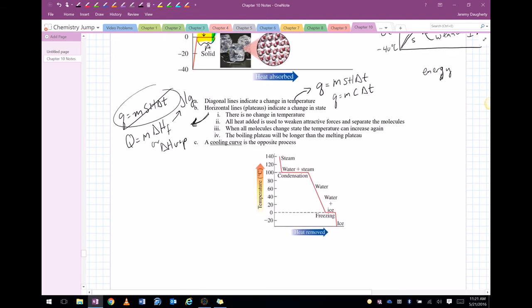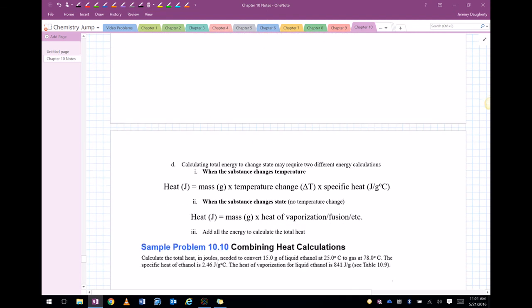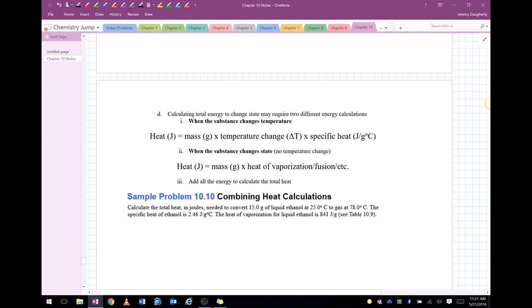A cooling curve is basically the opposite process. All right? And here I go over with you how to calculate the total energy, and this is what the video problem is on. We're going to use Q equals msh delta T whenever the temperature changes, and then Q is equal to m delta H when the temperature is not changing, when there is a plateau.